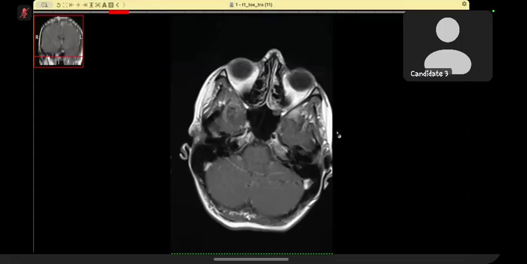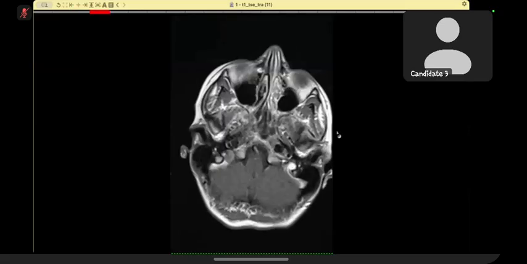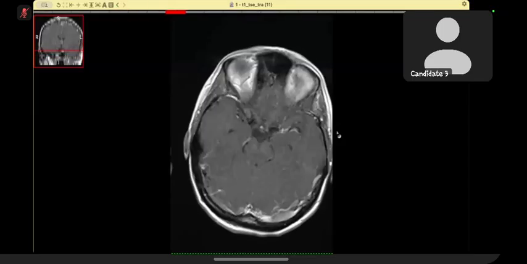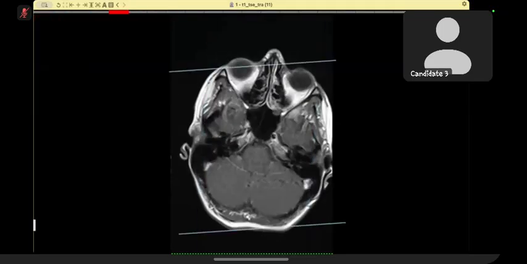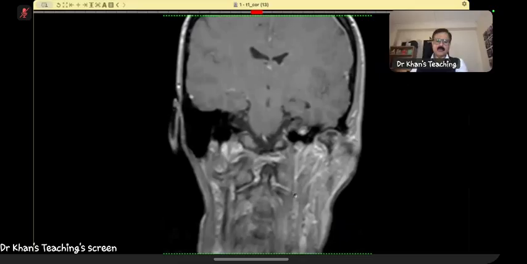I am concerned for neurofibromatosis type 2, in which I would look at the CP angles. I would also see on the coronal T1 weighted images if available.